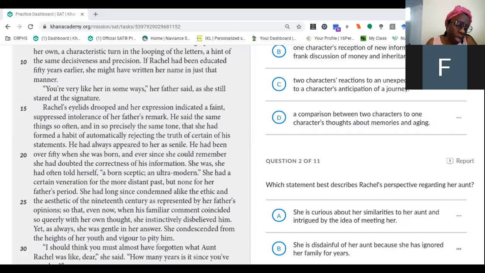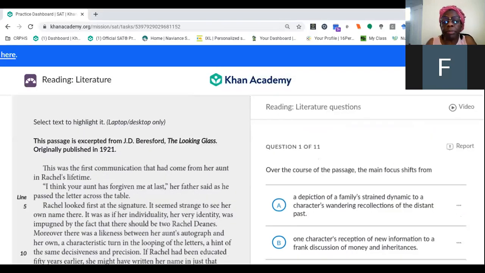Do you know how many minutes you have per passage? I think it's like 20 minutes for 20. I think it's 25 questions for 20 minutes. I'm not sure. 25 questions. I have 25 minutes for 20 questions. Something like that. I'm not sure.